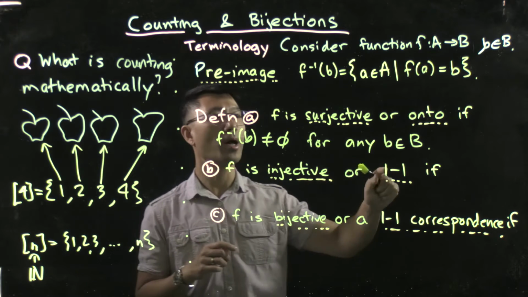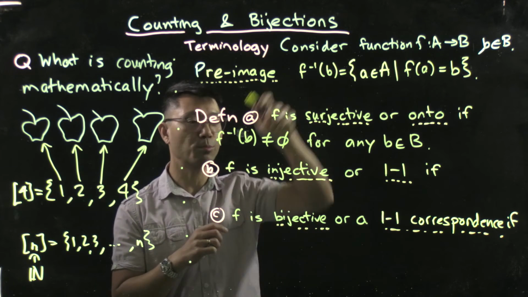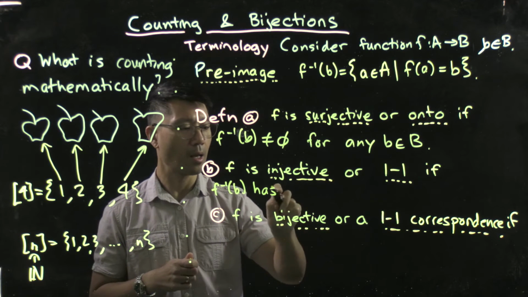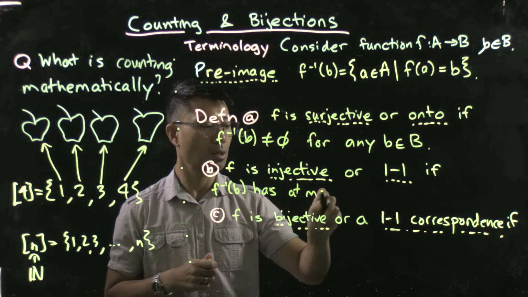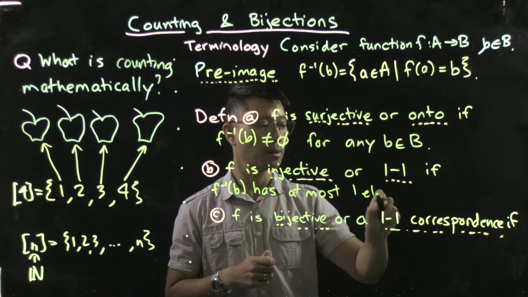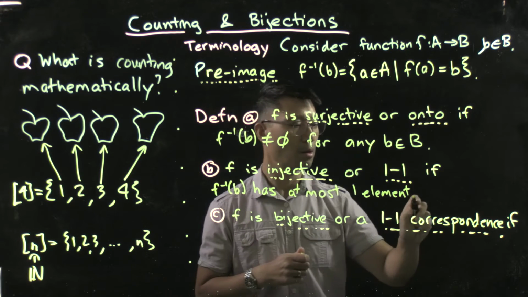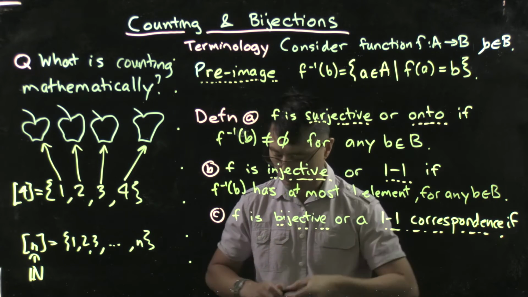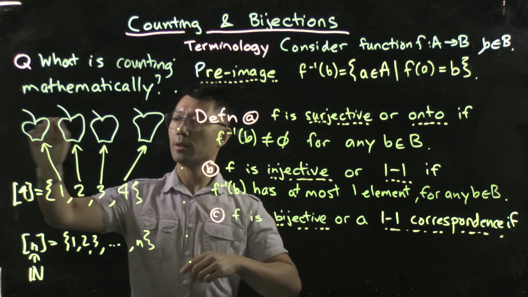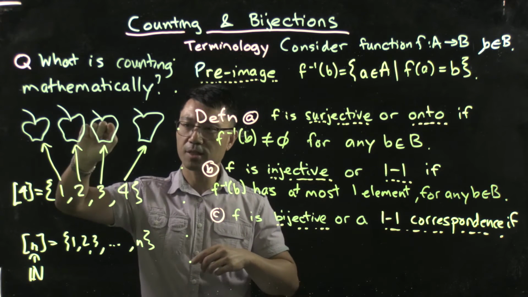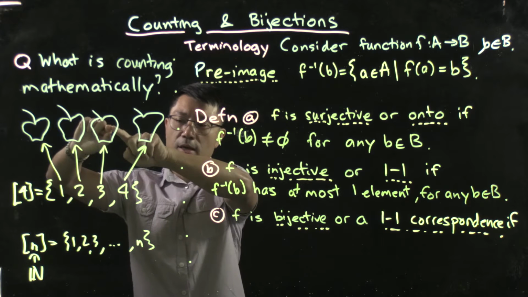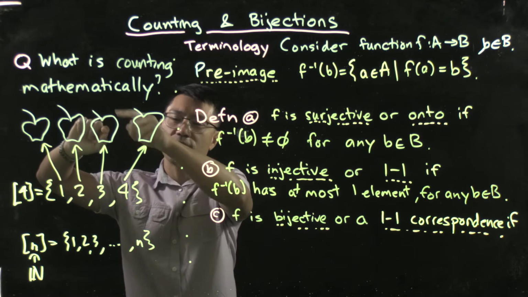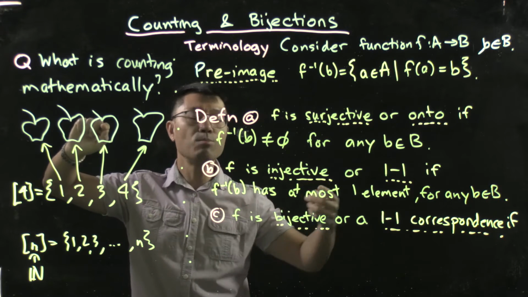That's the case where when we look at this f inverse of b, these preimages, f inverse of b has at most one element for any b in B. So if you went 1, 2, 3, 4, 5, and you double counted this one here, then 3 gets mapped to this apple and 5 gets mapped to this apple. So the pre-image of this apple now becomes 3 and 5. That's more than one element.